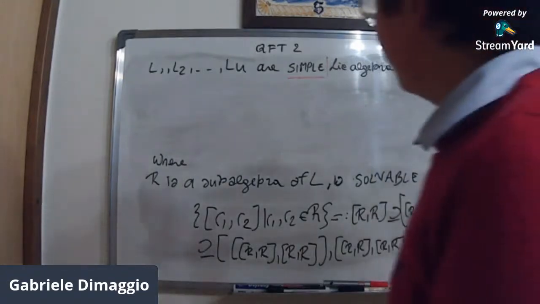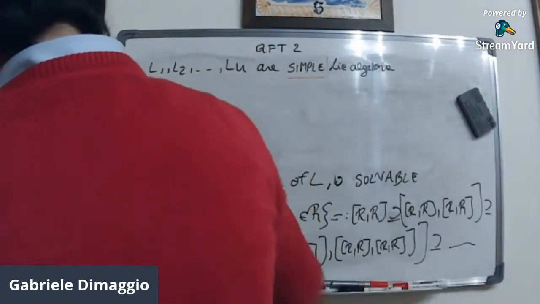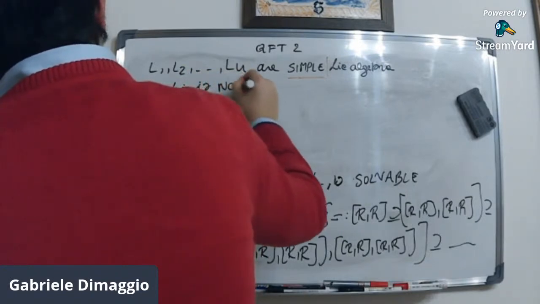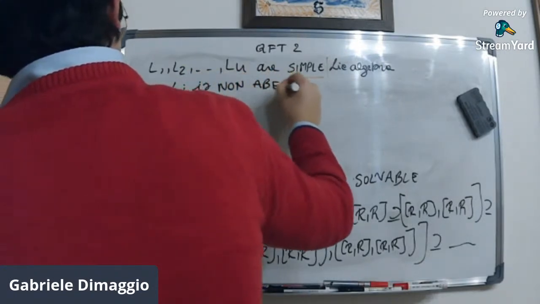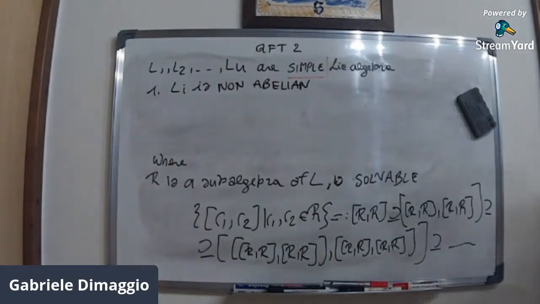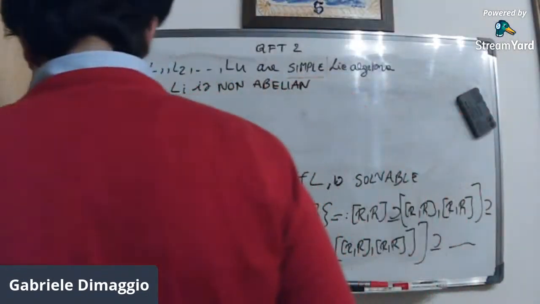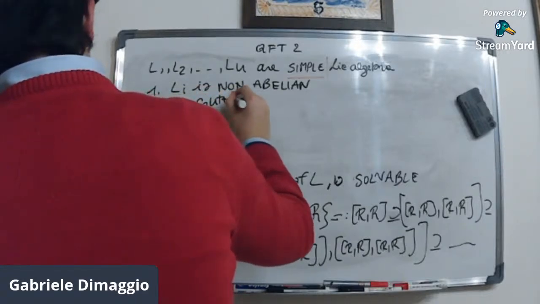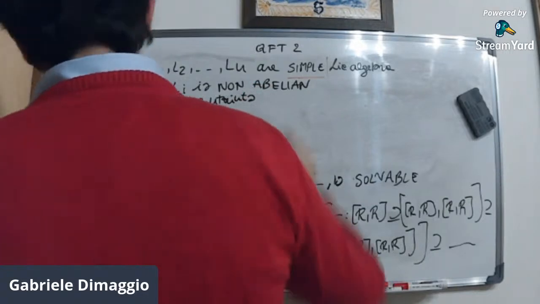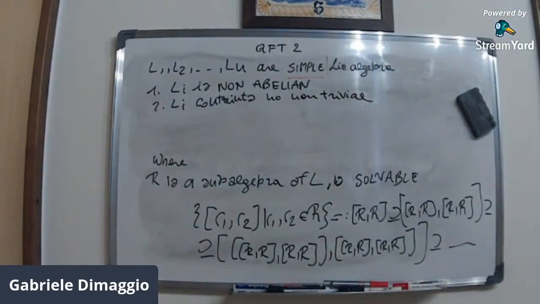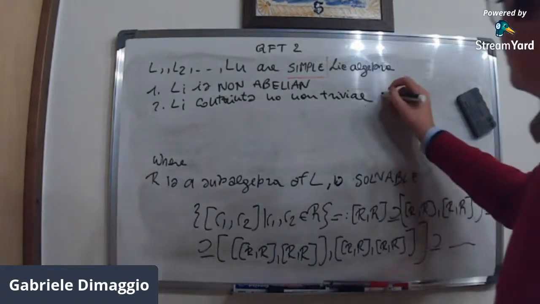First point: Li is non-abelian. Second, Li contains no non-trivial ideals. Attention to this proposition: no non-trivial ideals.